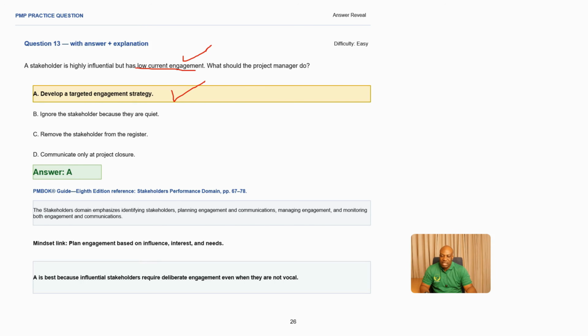So what is our reference here? It is the stakeholder performance domain in our PM book. What does it say? The stakeholder domain emphasizes identifying stakeholders, planning engagement, communicating, managing engagement, and also monitoring engagement and communication. So the mindset that we also used to eliminate some of these answers is you plan engagement based on influence, interest, and also the needs. So this is exactly what we have in this particular practice question. A stakeholder is highly influential but has low engagement. So you need to plan for engagement, making A the best answer because influential stakeholders require deliberate or targeted engagement, even when they are not vocal. This is very, very important. Making A the best answer.